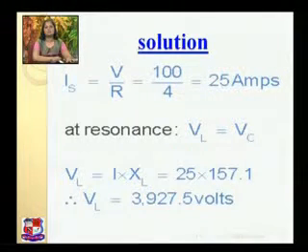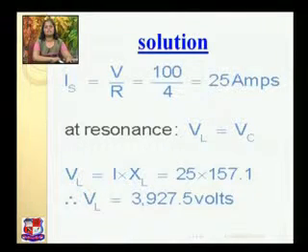Now current IS is equal to V divided by R. V is 100 volt and resistance is 4 ohm. So it is 100 divided by 4. So your answer is 25 amperes.